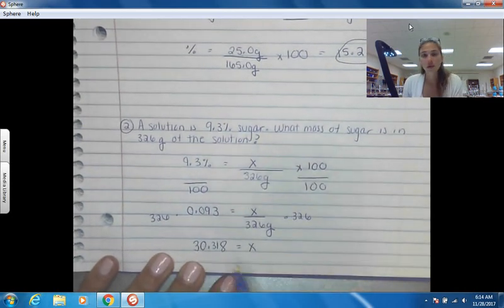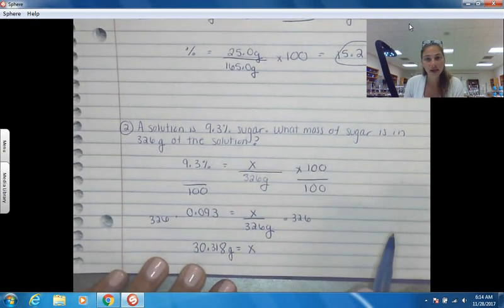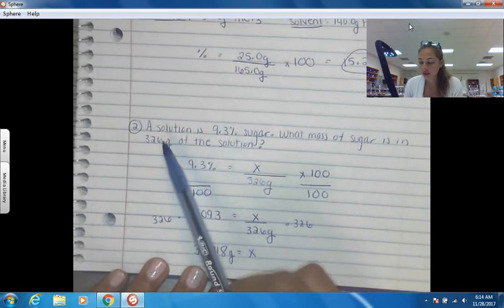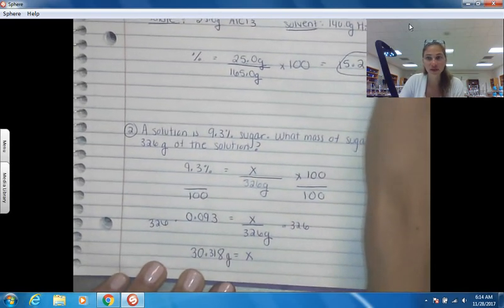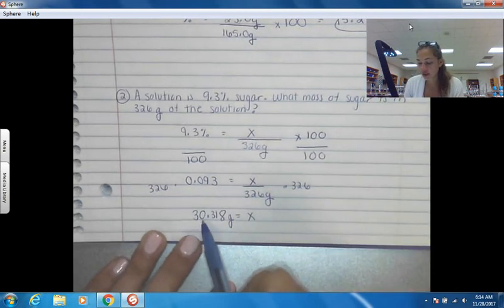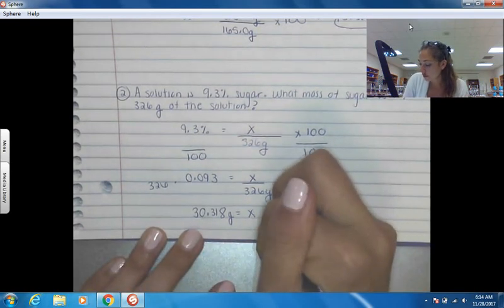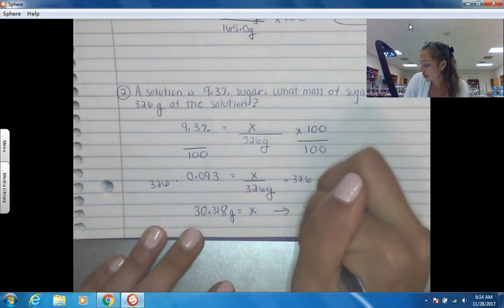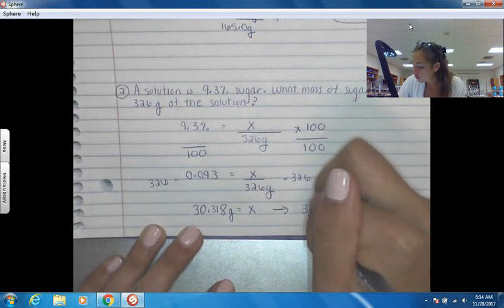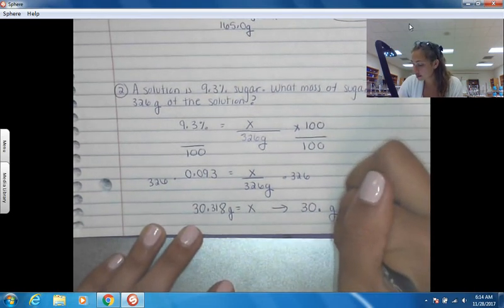Now, this is in grams, but we have to keep in mind significant figures. Here we have 2 significant figures. Here we have 3 significant figures, so our answer has to have 2 sig figs. So the 3 and the 0 are our 2 sig figs, but if we were to just leave it like this, it would only be 1 sig fig. So if we add a decimal point at the end, we can get our 2 significant figures, and then this is grams of sugar.